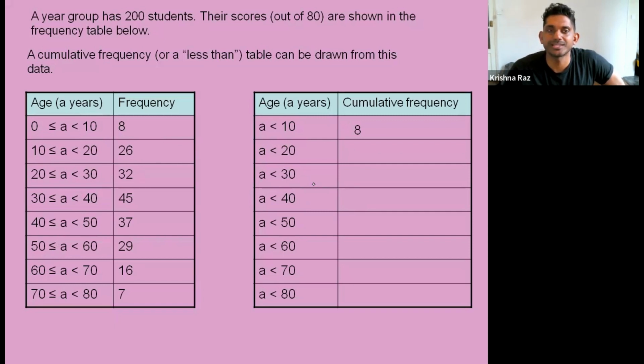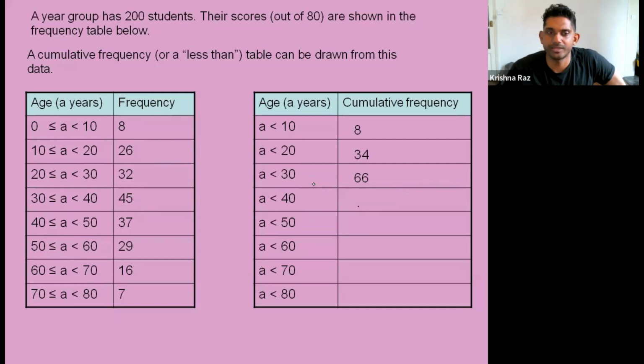How many scored less than 20, bearing in mind 8 scored from 0 to 10 and 26 scored from 10 to 20? That's it, well done. We have to add the two numbers together. So 8 plus 26 is 34. So how many scored less than 30? Exactly. We have to add the next value of 32. So we keep doing that to generate the cumulative frequency.